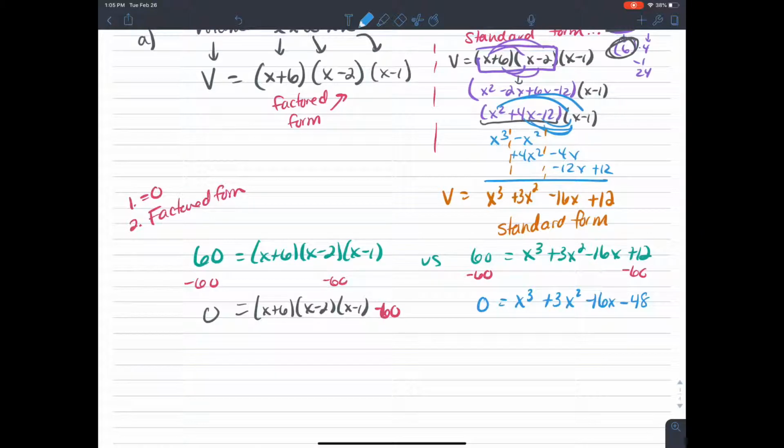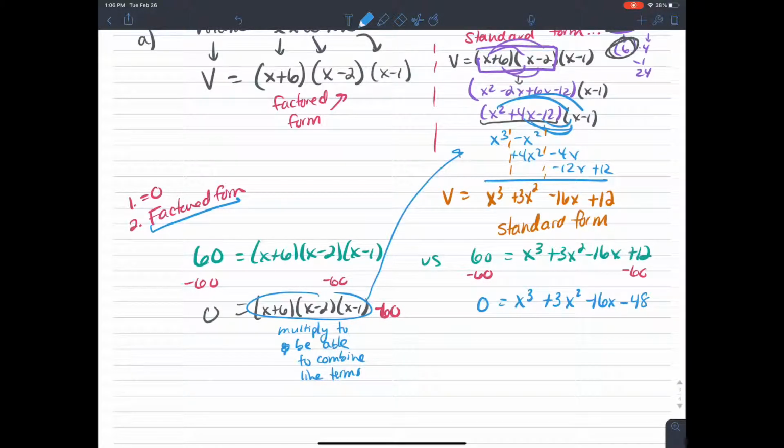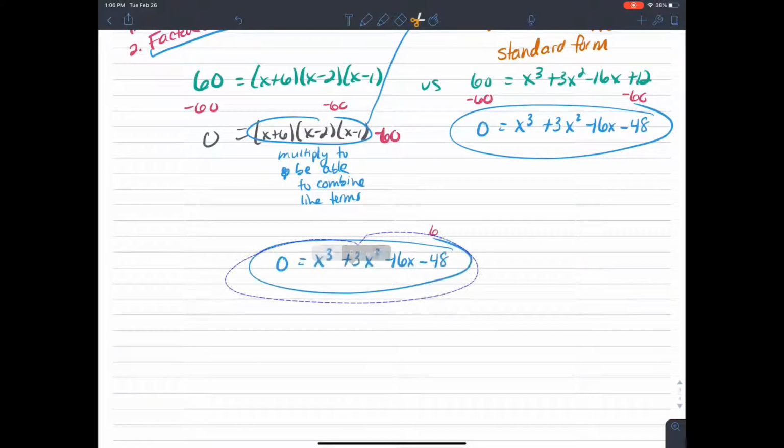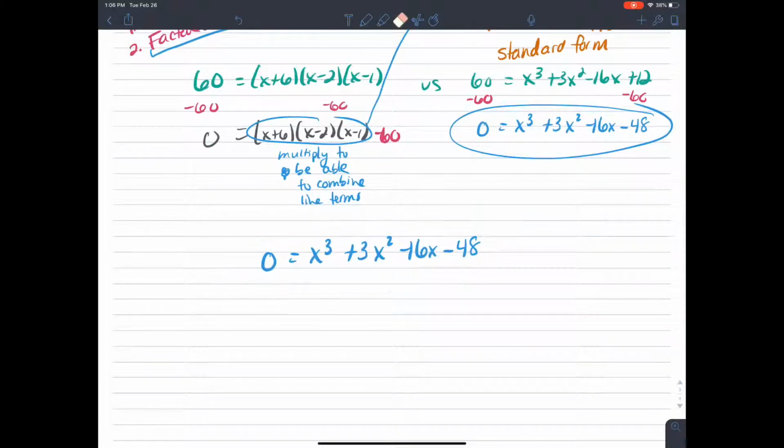What I want us to see here is if we're going to factor this, we need to get it into factored form. So I would have to multiply these together anyway, if I was going to be able to combine like terms, because I can't factor it unless I get that negative 60 in there. So in this case, if you haven't already got it into standard form, you would need to go do that. Because if we're here, I've collected all the like terms. And now I could work on factoring this to get it into factored form. Because if it was in factored form, then I can use the zero product property.